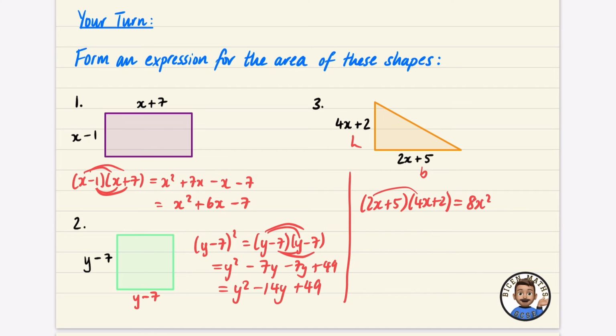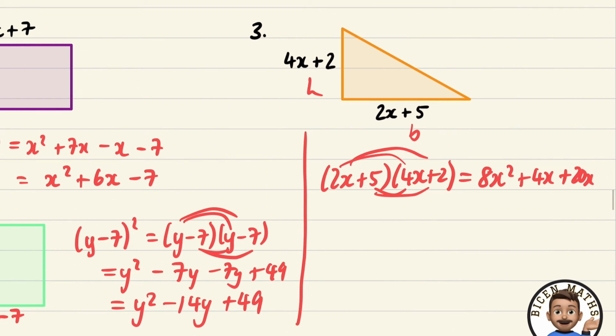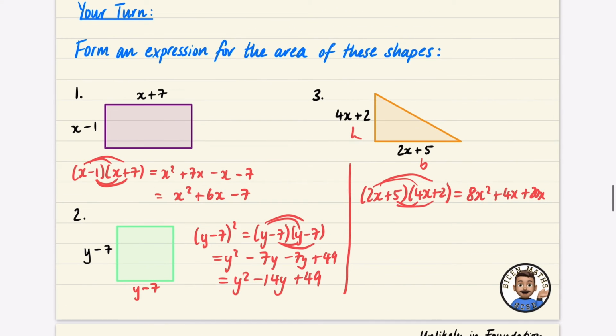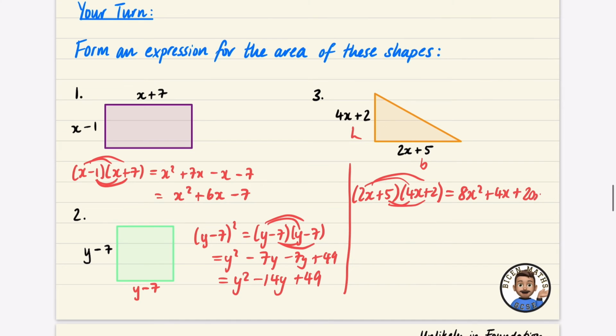8x squared + 4x + 20x + 10. Am I going to fit it in? No, I'm not going to fit it in. Let's just make some more space then. +20x + 10. 4x and the 20x make 24x, so that's 8x squared + 24x + 10.